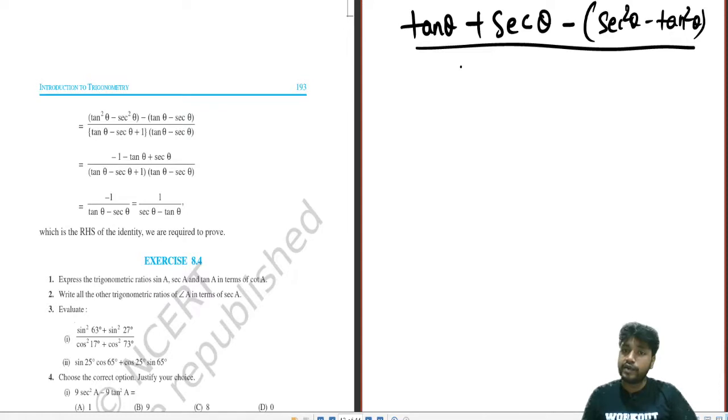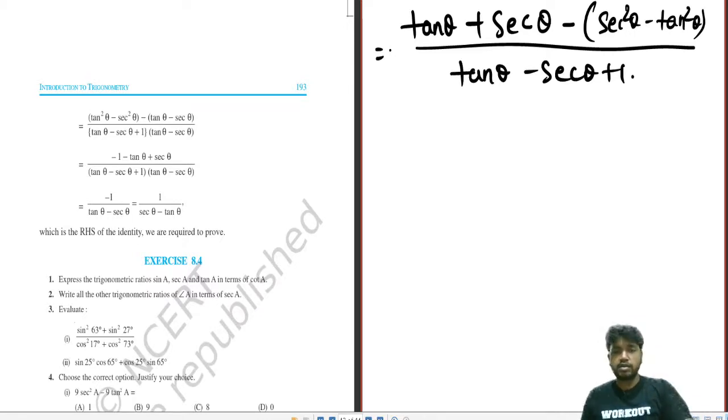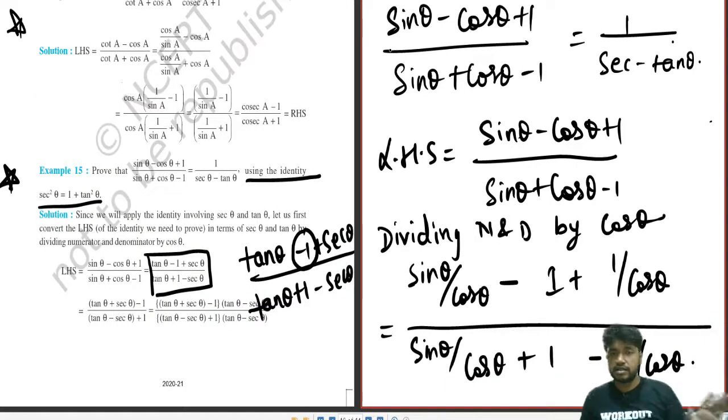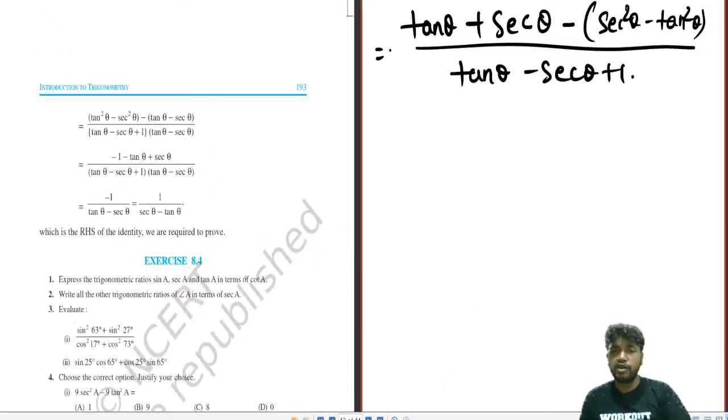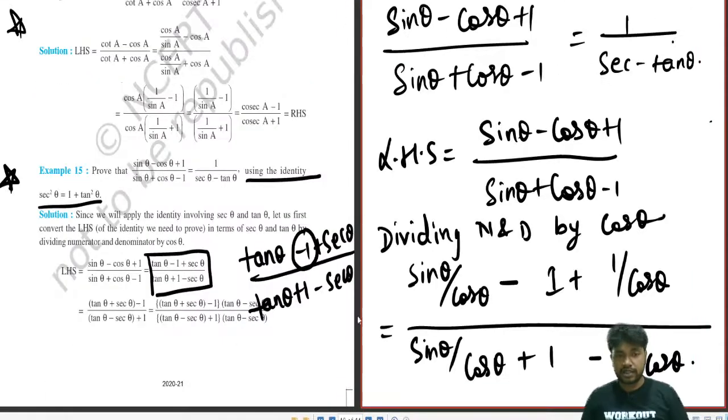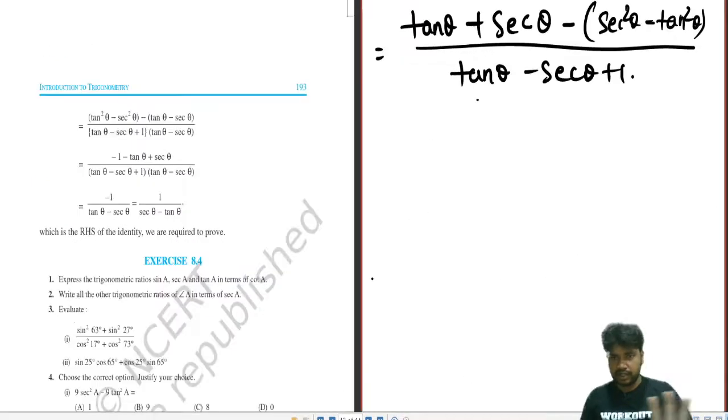And what will we do? We will not touch the denominator part. We'll keep the denominator part as it is: tan theta plus 1 minus sec theta. Look into it very carefully. I have written tan theta plus sec theta, and I have broken 1 into the formula of sec square theta minus tan square theta. After breaking it, the denominator tan theta minus sec theta plus 1 remains the same. We will not touch it.